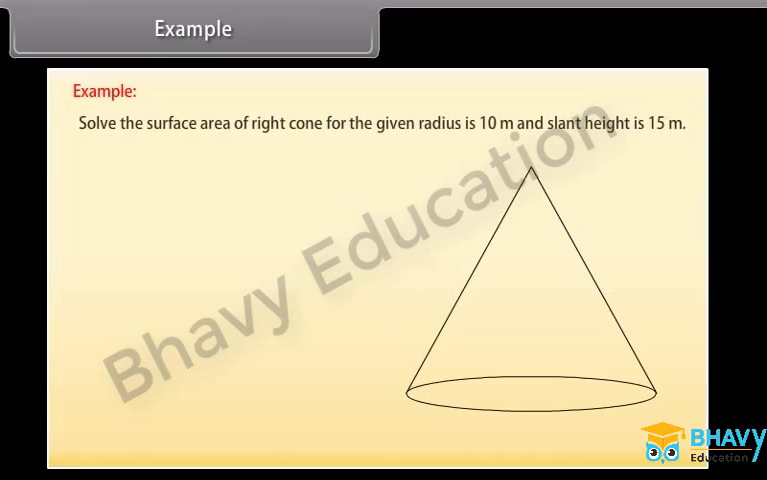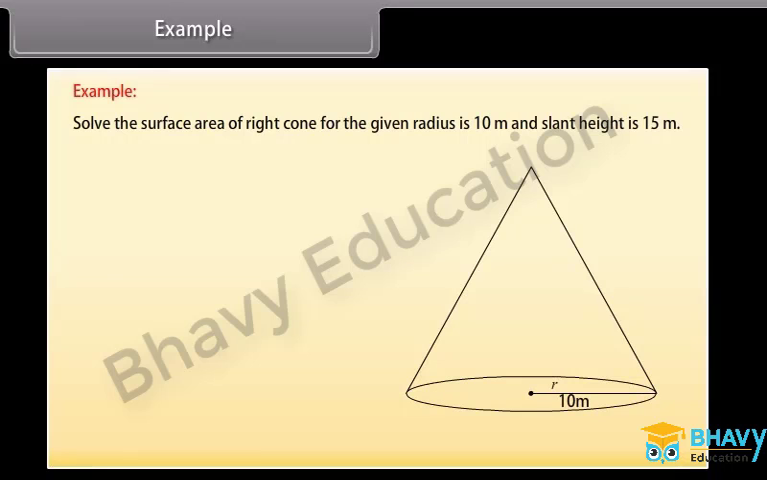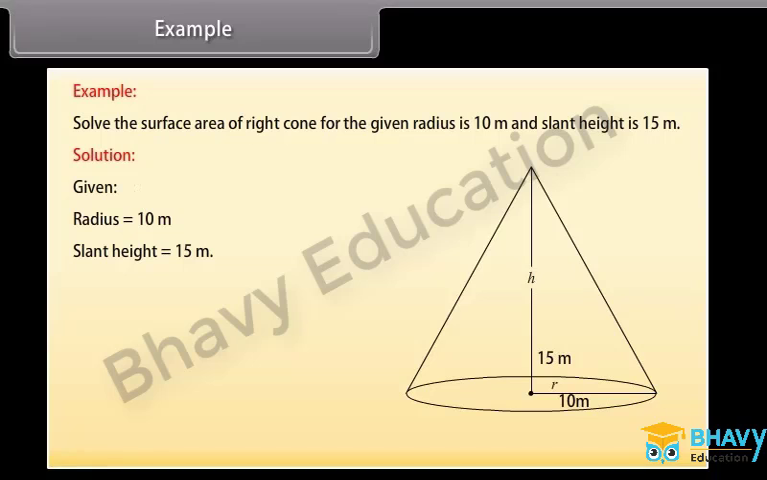Example: solve the surface area of right cone for the given radius is 10 meter and slant height is 15 meter. Solution: radius and slant height, which is 10 and 15 meter respectively, have been given. We have to find the surface area.